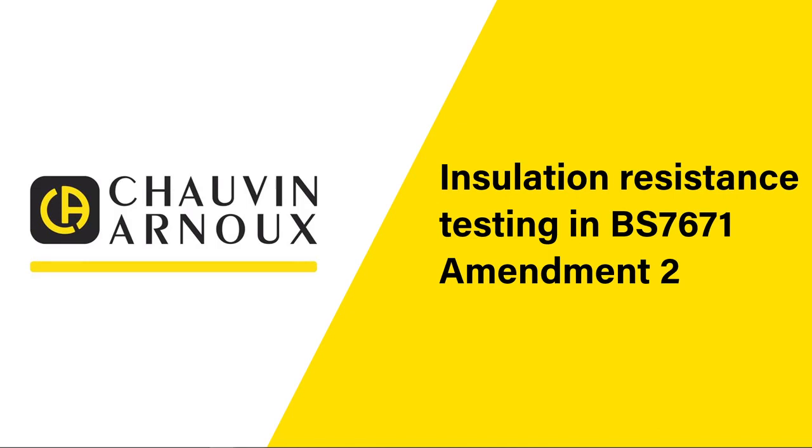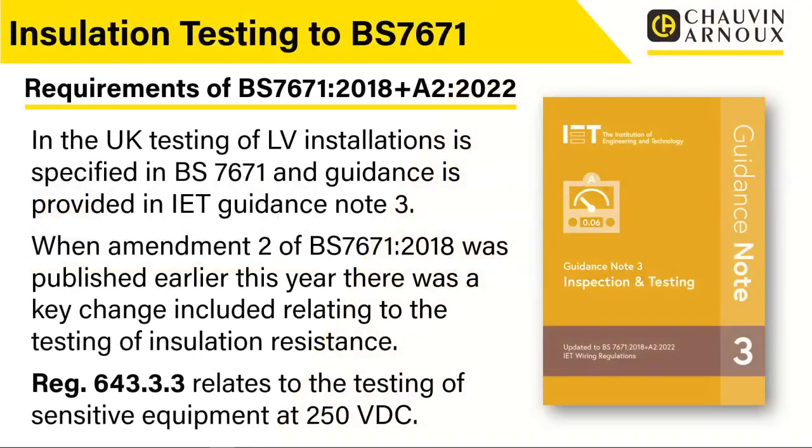Now we're going to take a look in a bit more detail at the requirements of BS7671 Amendment 2. This is the new wiring regulations that were released in the UK earlier this year. BS7671 2018 is the 18th edition of the wiring regs in the UK, and earlier this year we got Amendment 2. Amendment 2 has made some little changes that we want to discuss during this webinar.